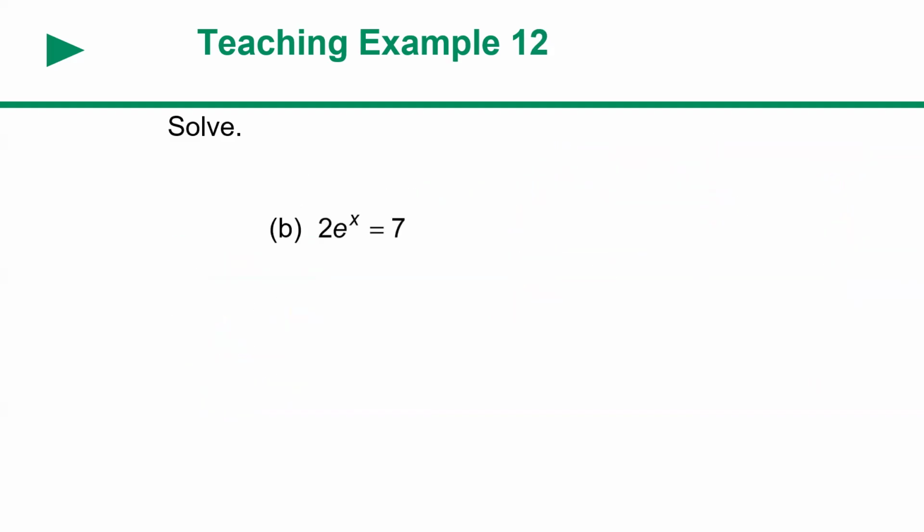All right. Next, we're going to look at an example of, oh no, what is this e? Okay. So we have 2 e to the x equals 7. So with 2 times e to the x equal to 7, we're going to have to get the exponential by itself first. So what do I need to do to get this guy by itself? Divide by 2.